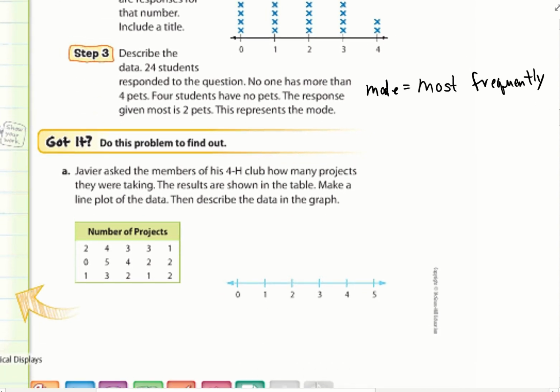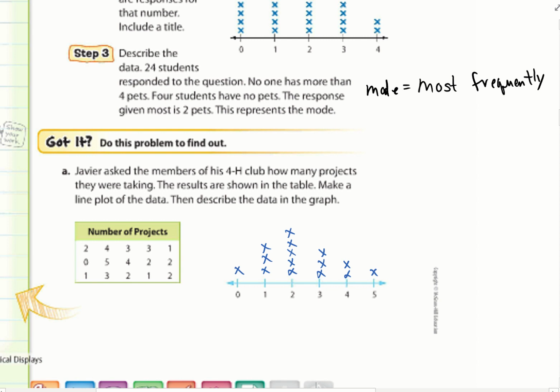So go ahead and try A. So I'm going to pause the video and give you time to do A. So if I just start here on the 2 and make my way across. So I have a 2, 4, I have a 3, 3, 1. Now I'm going to start in my second row. I have a 0, 5, 4, 2, 2. In my third one, I have a 1, 3, 2, 1, 2.